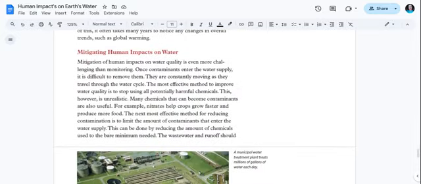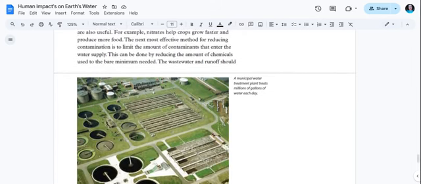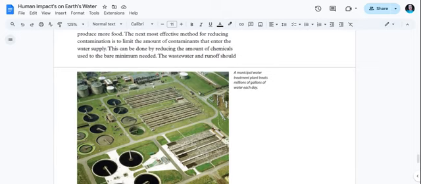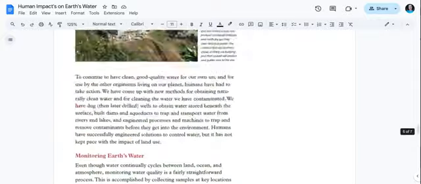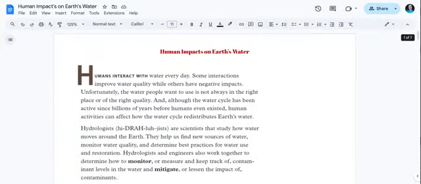And then here we'll be reading about mitigating human impacts on water. So we're going to learn more about water treatment plants. Here we have a picture of a municipal water treatment plant that treats millions of gallons of water each day. So remember, the wastewater would go through this plant and get cleaned enough to be discharged into a local lake or river. So now let's scroll up and we can start reading.